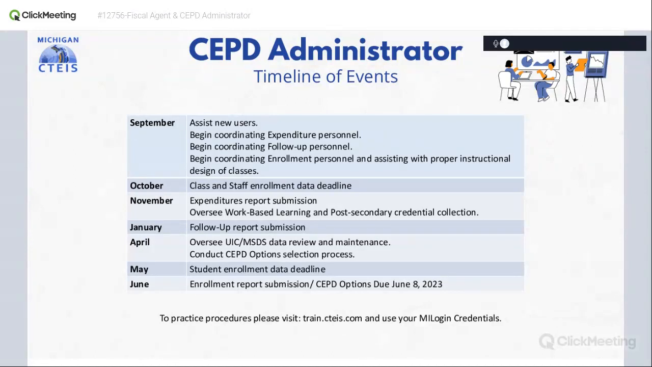April, you're going to oversee, just like with the fiscal agents, your URCs and your MSDS data, and then you're going to be conducting your CEPD options. May, student enrollment data deadline, and then June, your enrollment reports. And then your CEPD options are due June 8th, 2023. Okay.